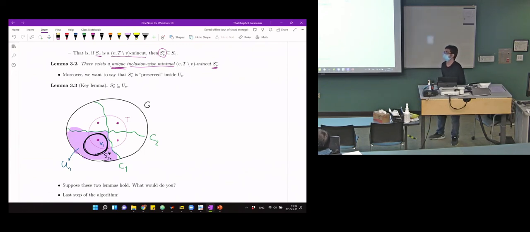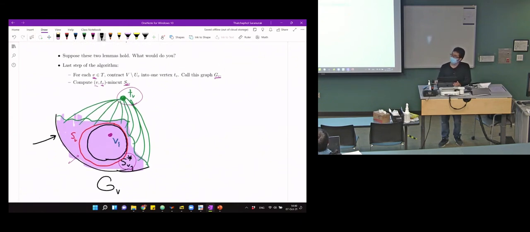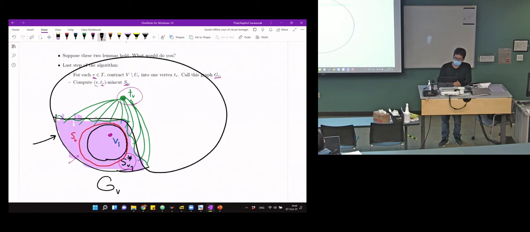So could you repeat what's the last step once we know this whole? Yeah. The last step is that I look at UV and I really just contract every node outside UV into TV. And then this becomes one node. And now we're going to compute the min cut between V and TV. Compute the min cut between these two nodes.